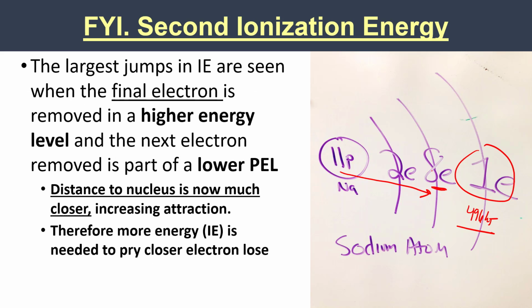So for us playing along at home, the largest jumps in ionization energy are always seen when that final electron is removed from the higher energy level and the subsequent electron removed is part of a lower one. So it has to do with the fact that the distance in that lower energy level is much closer to the nucleus, which increases attraction, which requires more energy to pry that electron loose. So that is second and third and fourth and fifth ionization energy, dependent on the atom that you have.